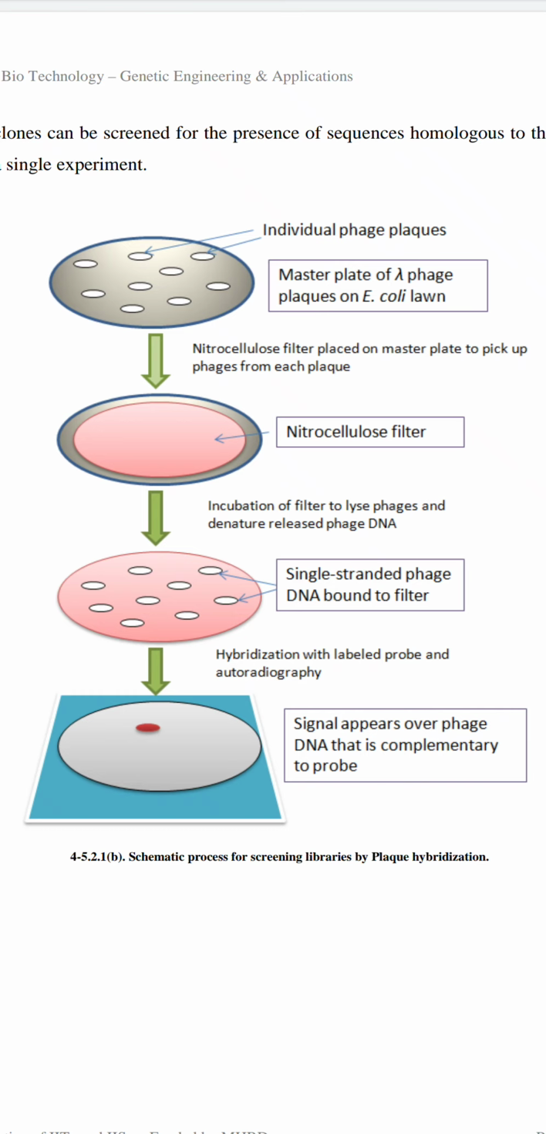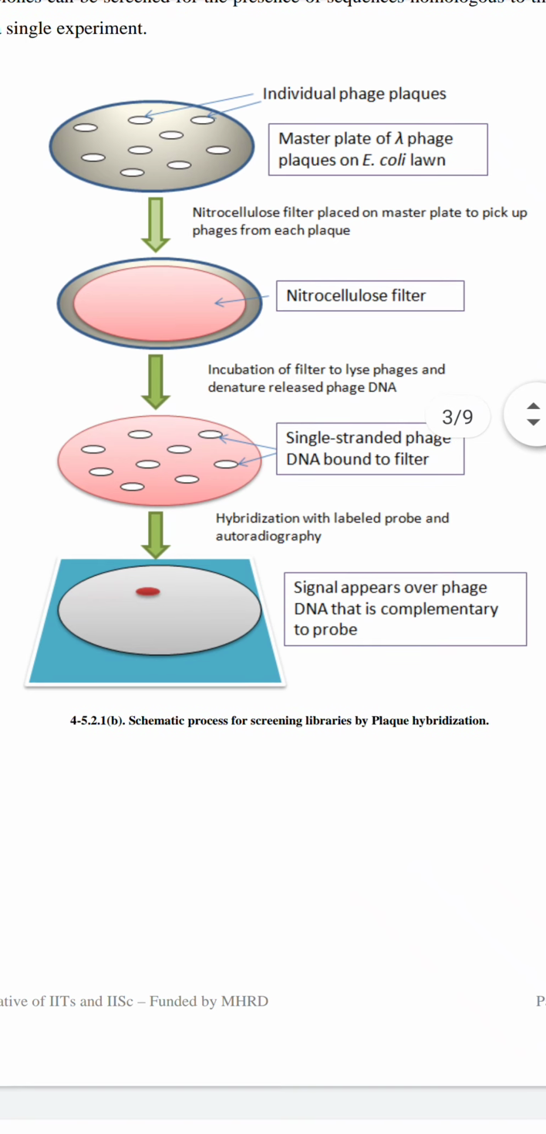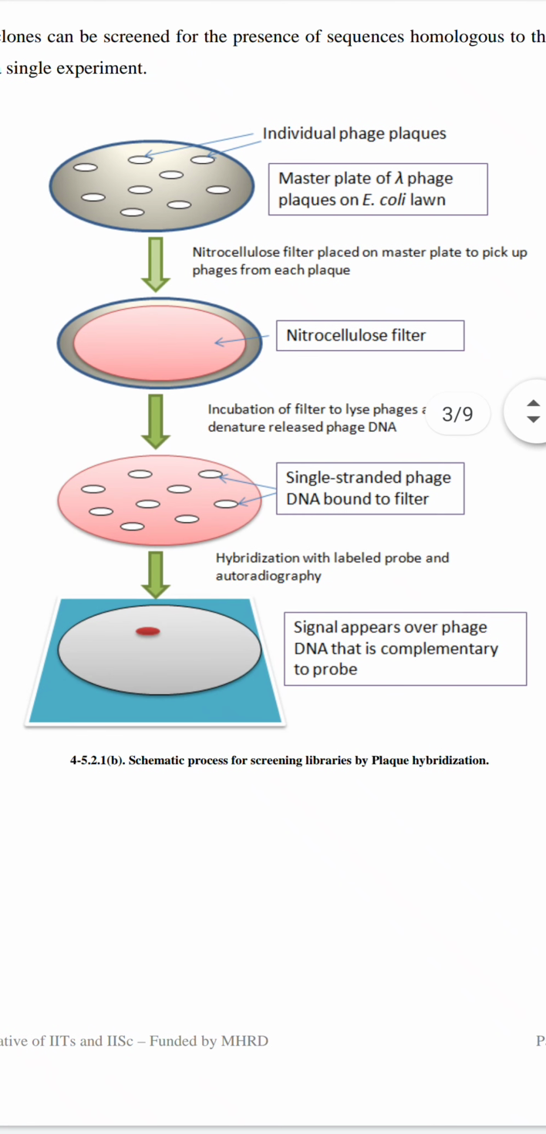Incubation of the filter lyses the phages and denatures and releases the phage DNA. Then single stranded phage DNA is bound to the filter. Then the same process as we did in colony hybridization with the labeled probes. Unhybridized probes are washed away by buffer solution and the rest are detected on an autoradiography plate.